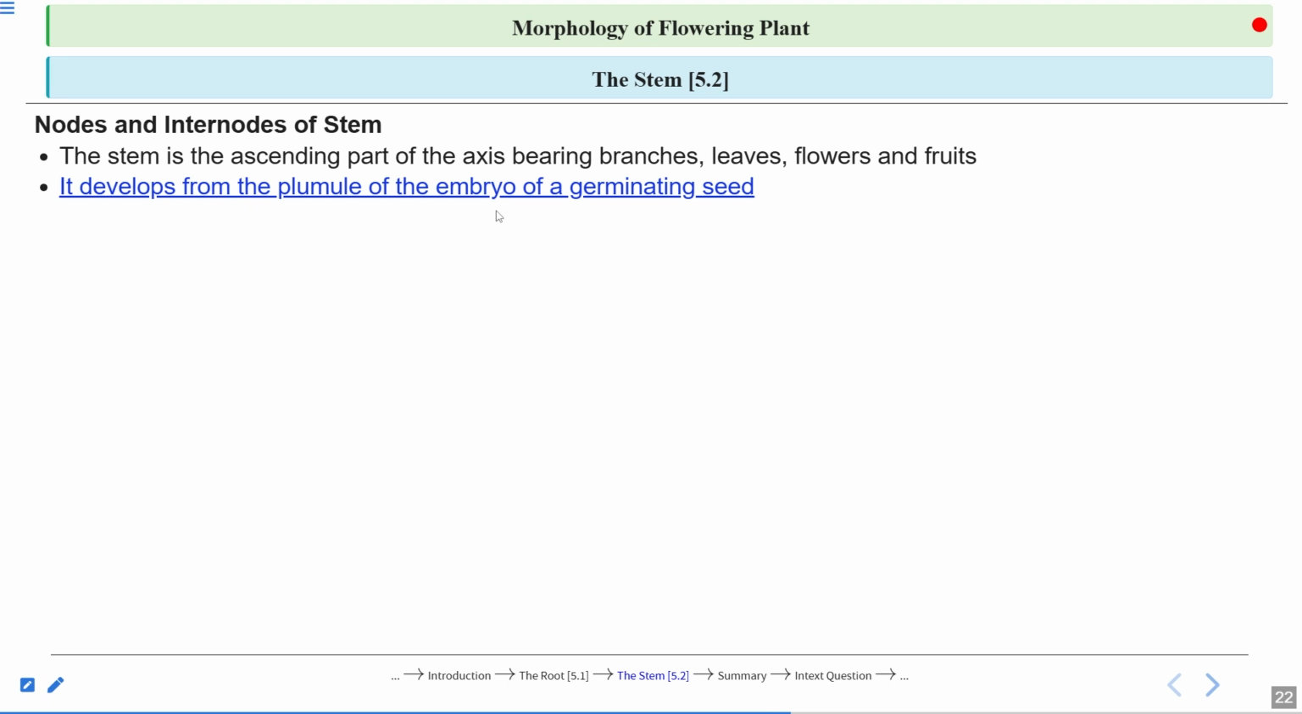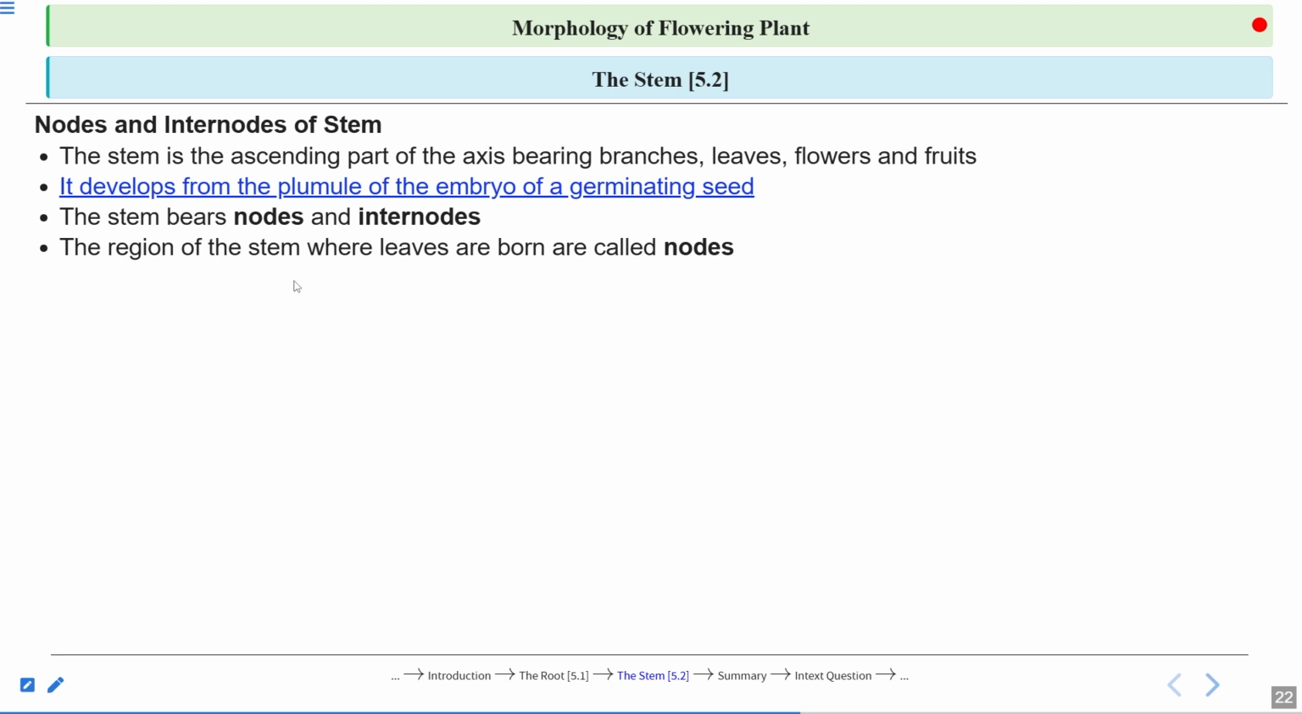It develops from the plumule. So when the seed is germinating, it first of all gives rise to the radicle part that forms the root, and there is a plumule region. So plumule develops the shoot system, and that bears the stem, and the stem has two parts, nodes and internodes. The region of the stem where the leaves are borne is called nodes.